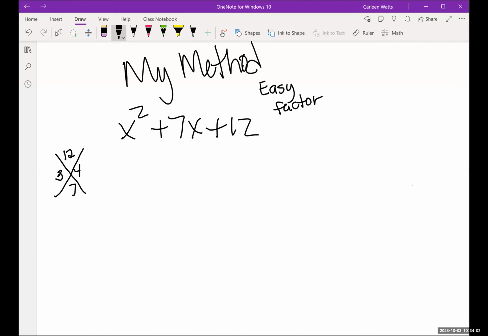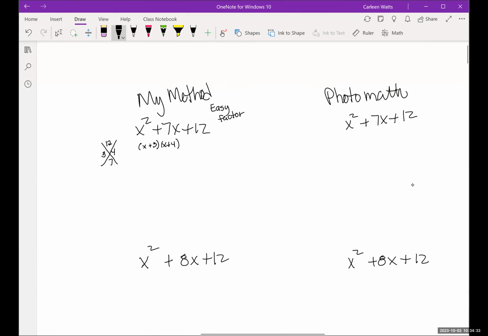Okay, so my method, you make a diamond. This is an easy factor. Easy factor means we don't need the box. So we can just go x plus 3, x plus 4. This is my method. Now, in case you're thinking, yeah, you're okay and everything, but I wonder if photomath is smarter than Mrs. Watts. Okay, we all have that thought. Admit it. Let me show you the photomath method.